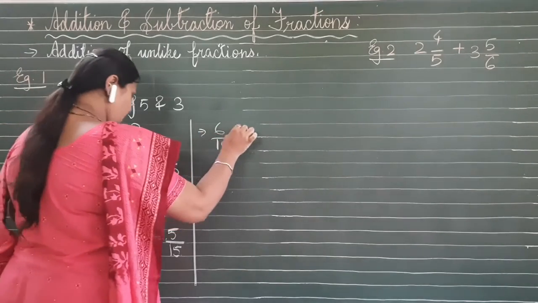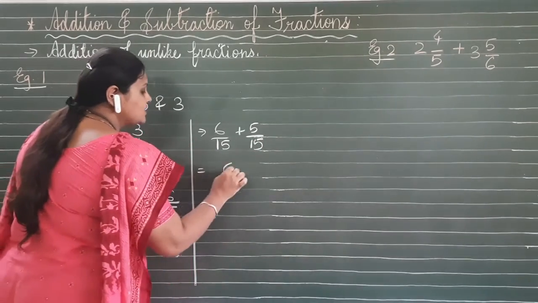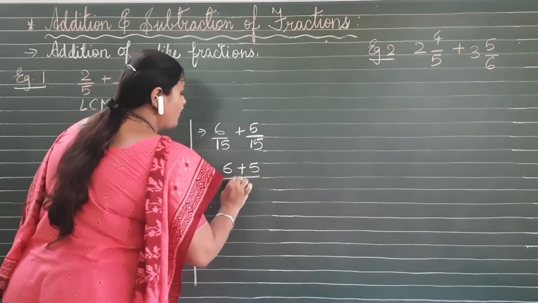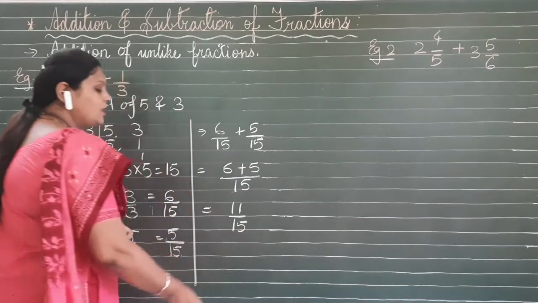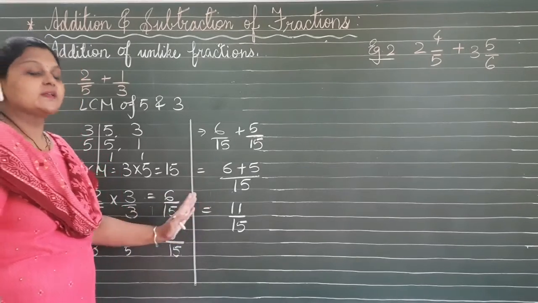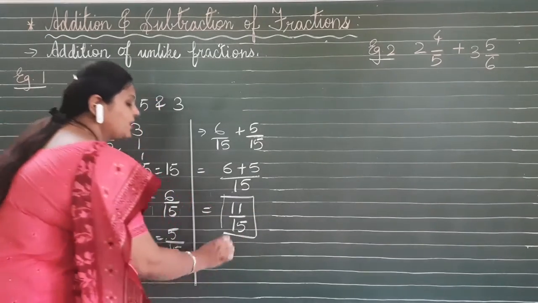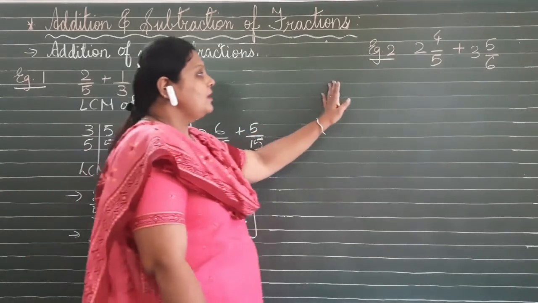6 upon 15 plus 5 upon 15. So 6 plus 5 upon 15. 11 upon 15. Now here it's a proper fraction, so no need to convert into mixed. So 11 upon 15 is our answer. Let us see another example.